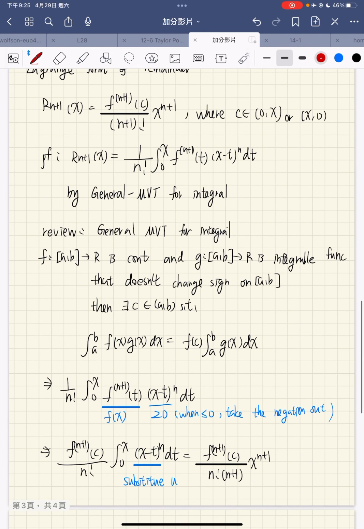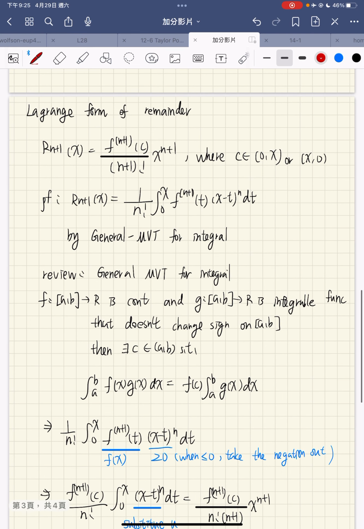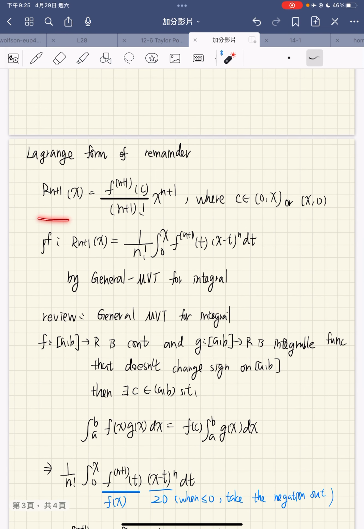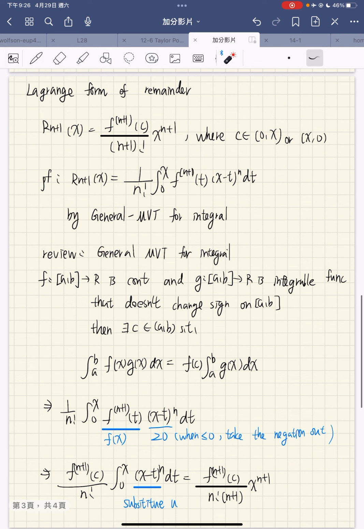Okay, and next, I want to introduce the Lagrange form of the remainder. The Lagrange form of the remainder is just like this. And c is not a constant but a variable between 0 and x. We can prove it from the integration form. From the integration form, we get that the remainder R_n of x is in this form.